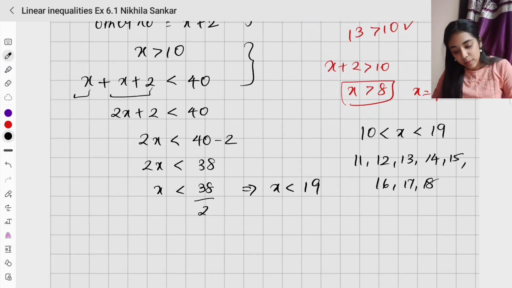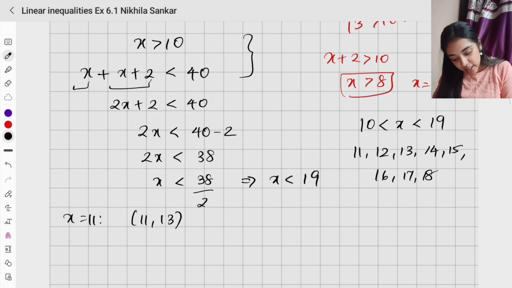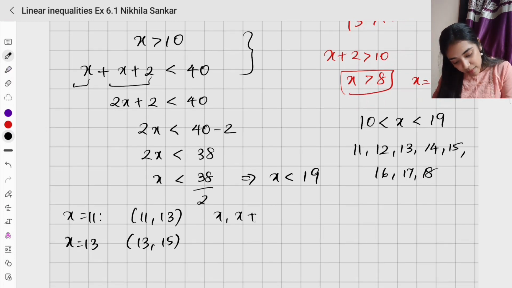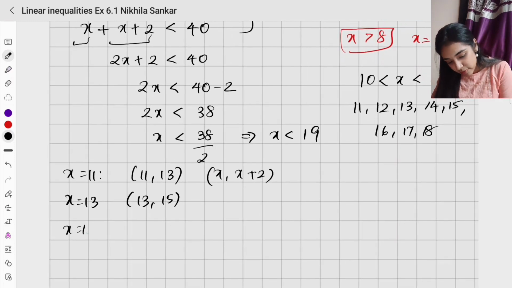But we are dealing with consecutive odd numbers. So what all numbers can you take? What all numbers do you have? If x is equal to 11, my numbers will be 11 and 13. If x is equal to 13, my numbers will be 13 and 15. Correct. The numbers are x comma x plus 2. This is your ordered pair. So you have 11 comma 13, 13 comma 15. What is my value of x? It is 15. It is going to be 15 comma 17. x is equal to 17, then 17 comma 19.